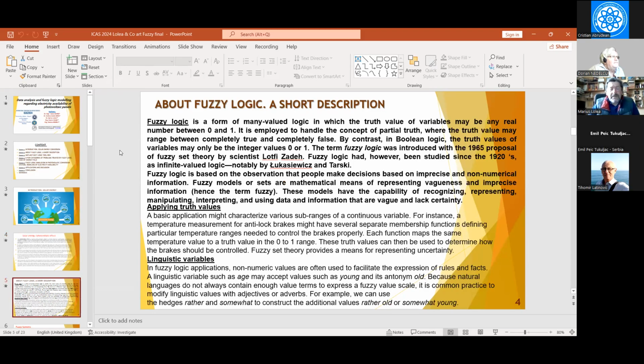Okay, our paper is focused on fuzzy logic, a short description and its application in photovoltaic plants. Fuzzy logic is a form of many-valued logic in which the truth values of variables may be numbers between 0 and 1.